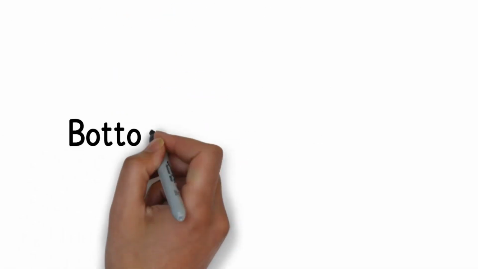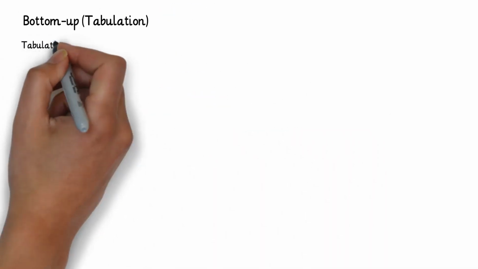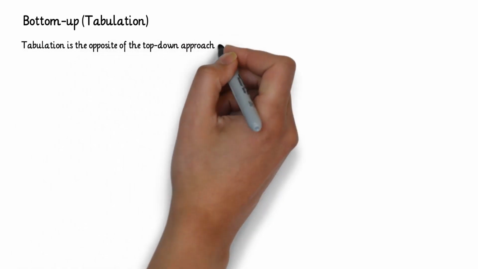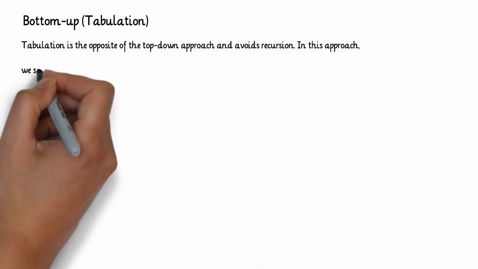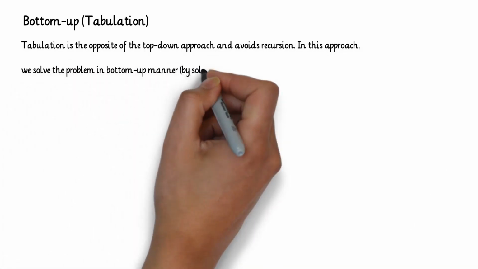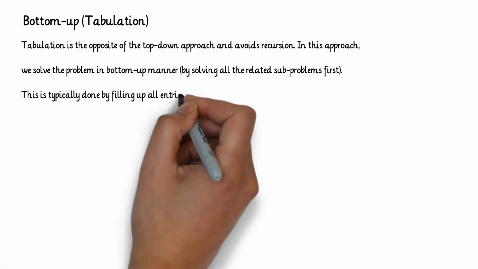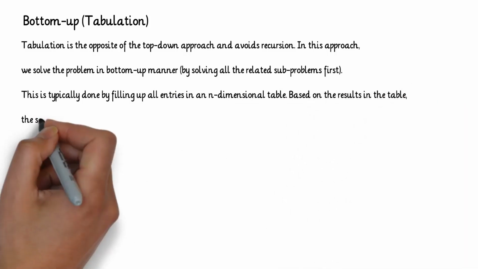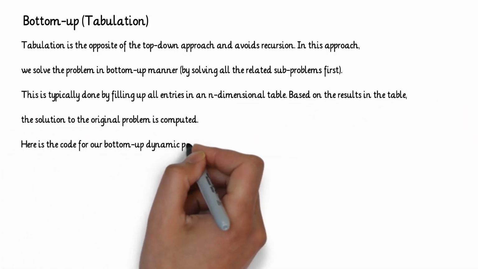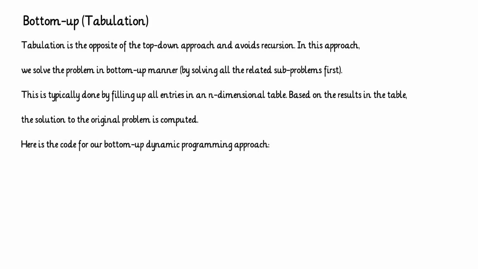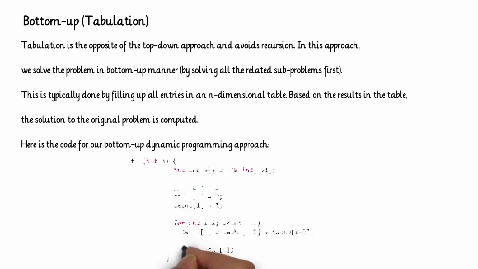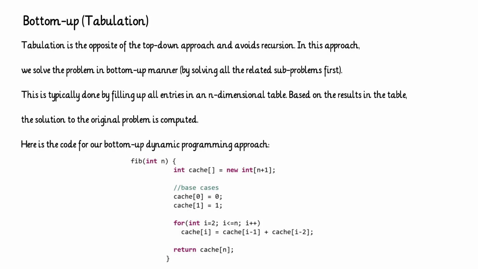Bottom-up tabulation. Tabulation is the opposite of the top-down approach and avoids recursion. In this approach, we solve the problem in a bottom-up manner, by solving all the related subproblems first. This is typically done by filling up all entries in an n-dimensional table. Based on the results in the table, the solution to the original problem is computed. Let's apply tabulation to our example of Fibonacci numbers. Since we know that every Fibonacci number is the sum of the two preceding numbers, we can use this fact to populate our table. Here is the code for our bottom-up dynamic programming approach.